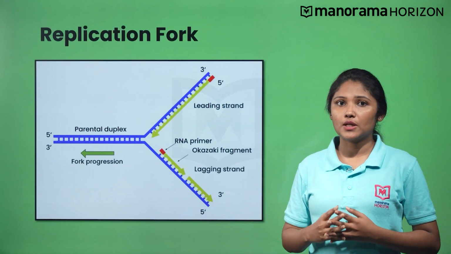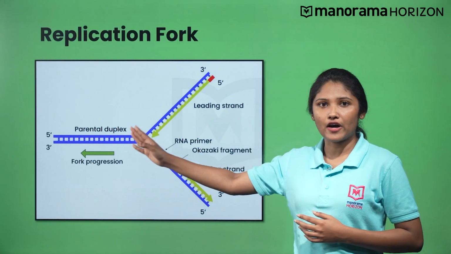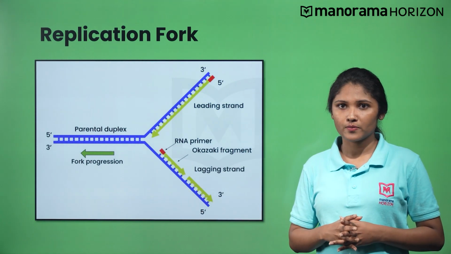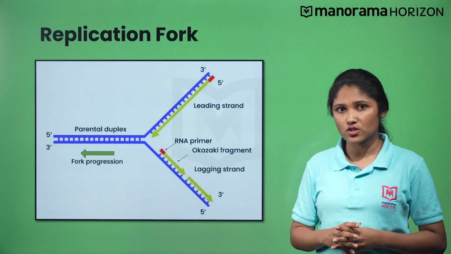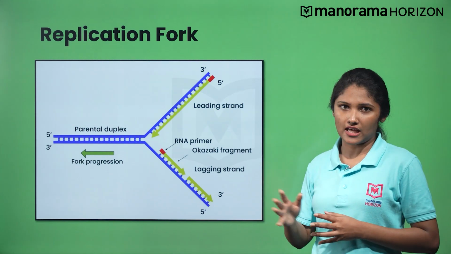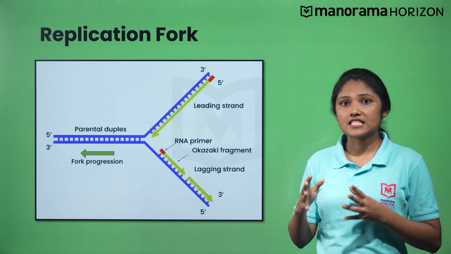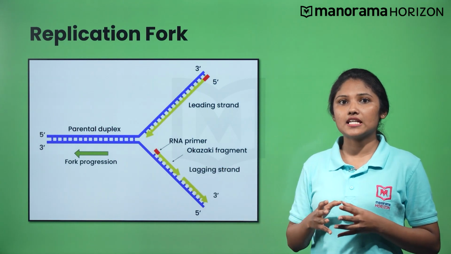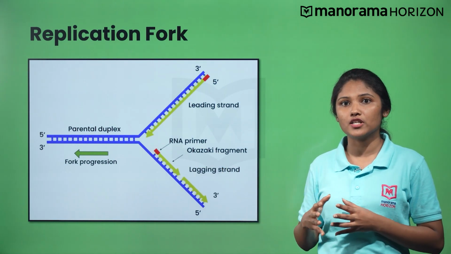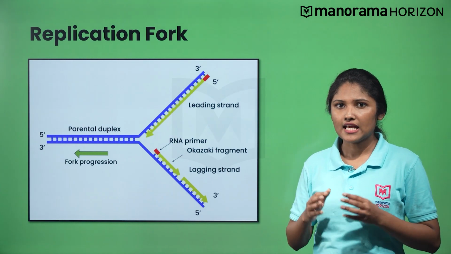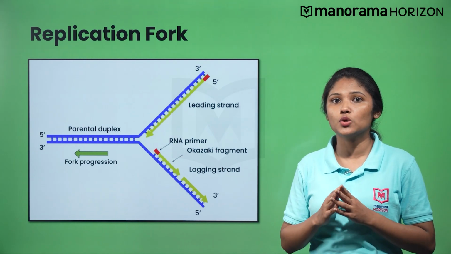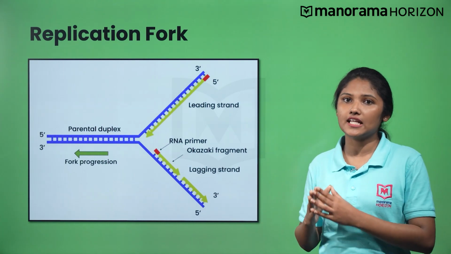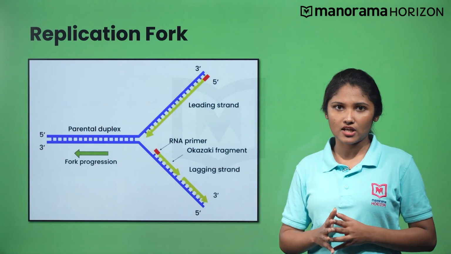The template strand with the polarity 3' to 5' is replicated in the direction of the movement of the replication fork. The resultant daughter DNA strand is called the leading strand. On the other hand, the template with polarity 5' to 3' is replicated in the opposite direction of the movement of the replication fork, so that the DNA polymerase can make the new strand in the 5' to 3' direction. The resultant daughter DNA strand is called the lagging strand.